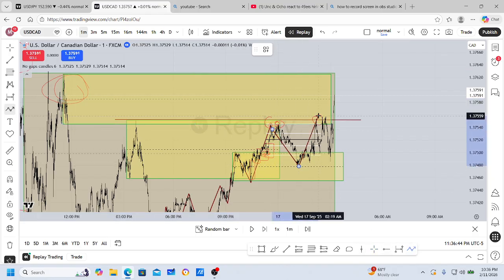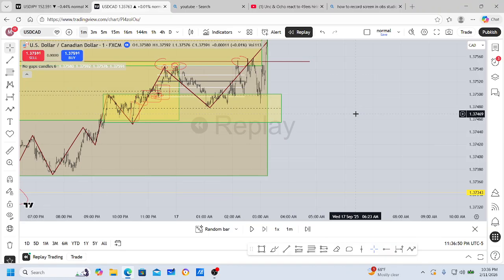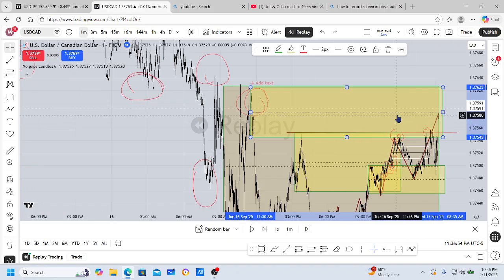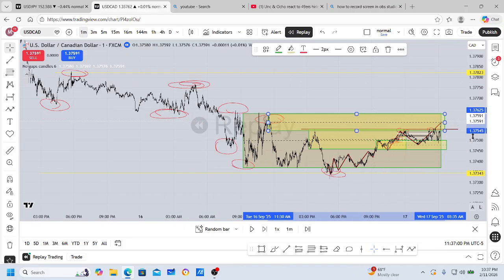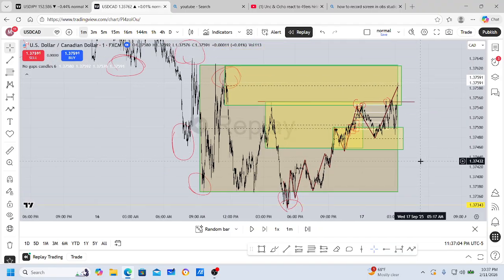If we're counting correctly, 1, 2, 3, 4, 5, 6. Yeah, swing number 6. And guess where swing number 6 carried us? In a zone. And guess what? Top of the range, baby. Guess what? Protected high on the big boy time frame.